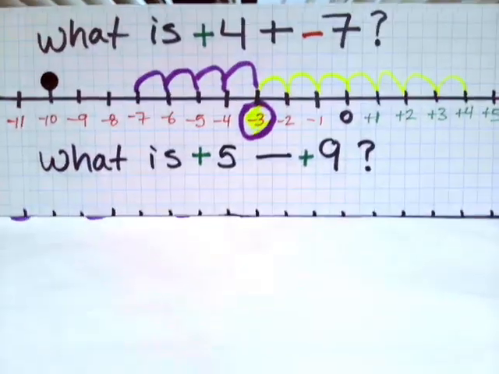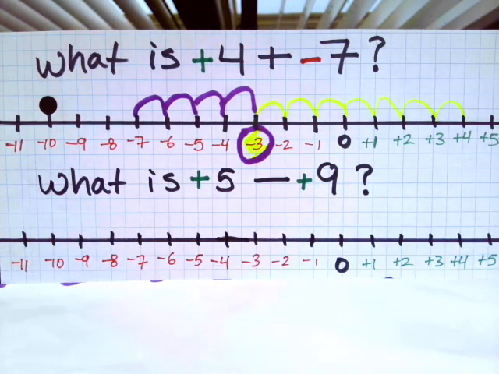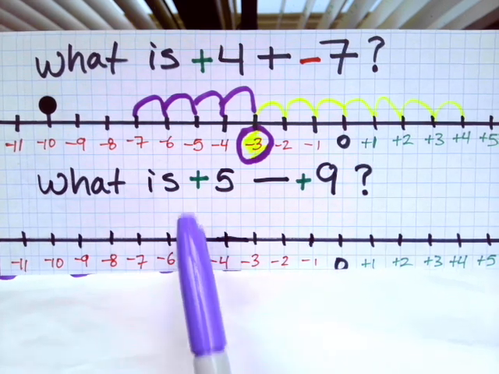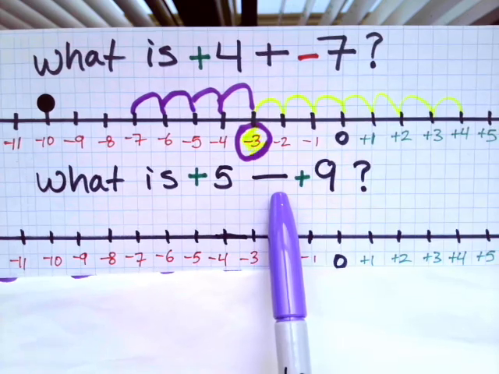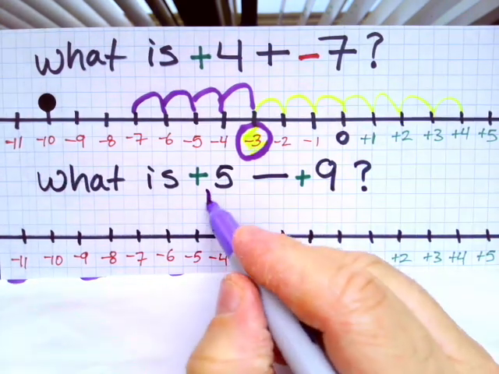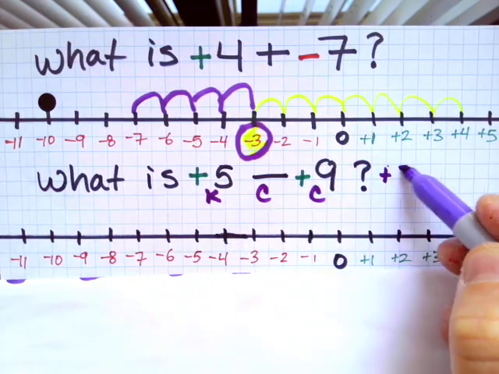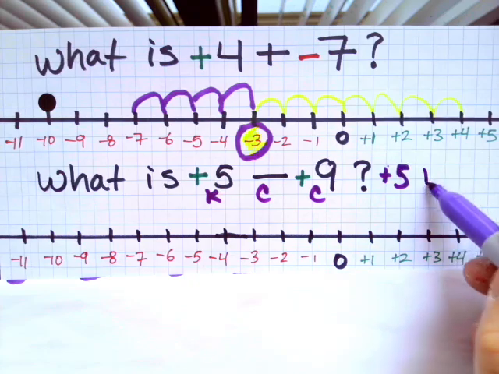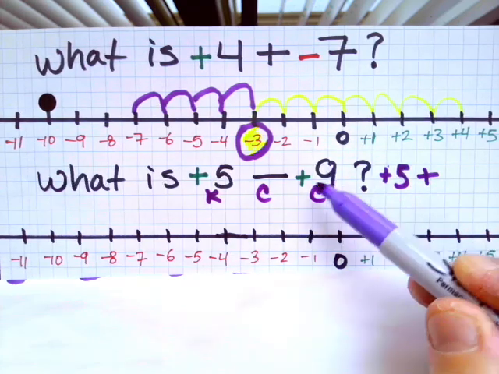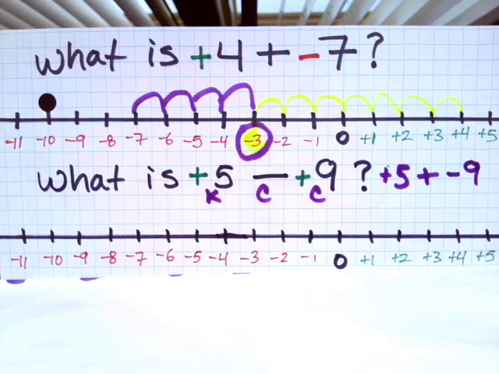I'm going to leave that top example here for you to watch, and I'm just going to move this down a little bit. Alrighty. So what is +5 minus a +9? This problem is subtraction, so I want to do a keep, change, change. You're going to keep that +5. You're going to change subtraction to addition, which means you have to change this term. The opposite of +9 is -9.